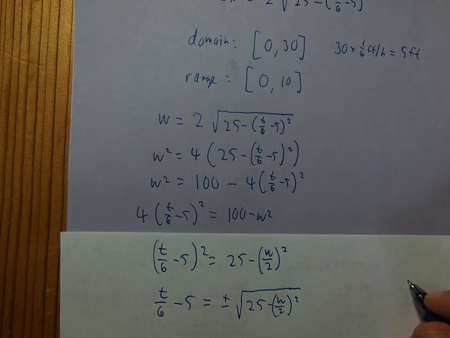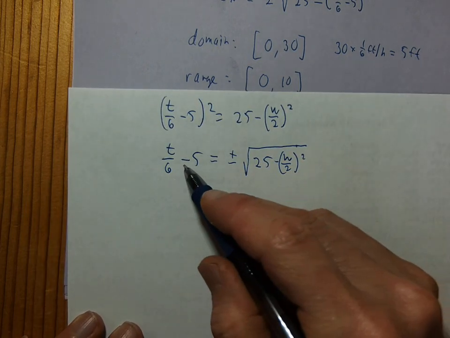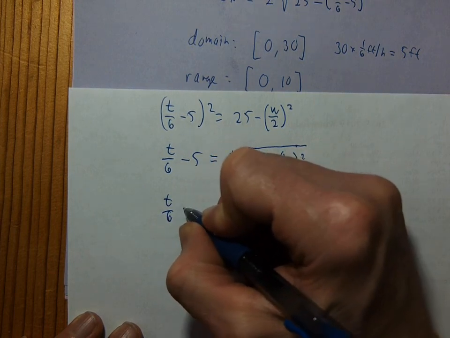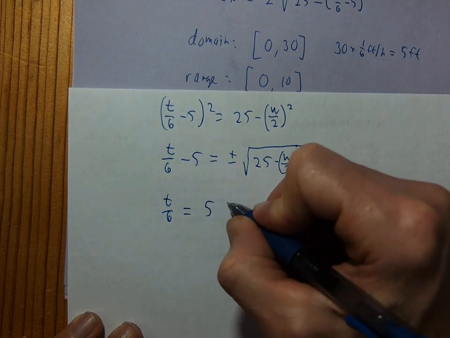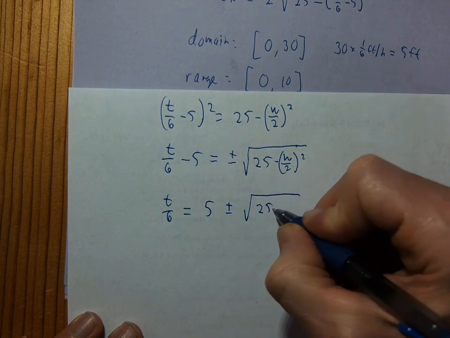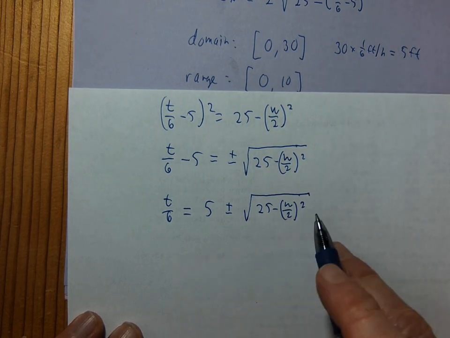Okay, so now put the 5 over there. t over 6 equals 5 plus or minus the square root of 25 minus (w over 2) squared. And multiply everything by 6.